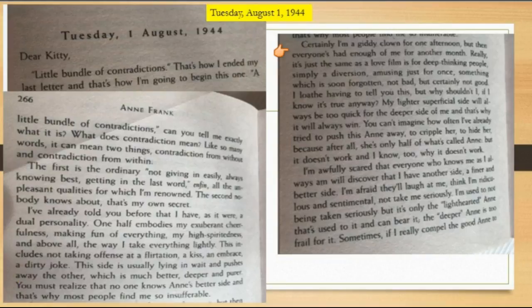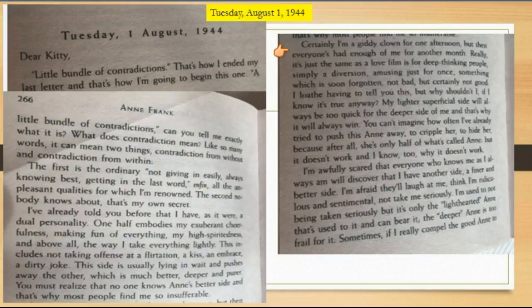Certainly, I'm a giddy clown for one afternoon, but then everyone's had enough of me for another month. Really, it's just the same as a love film is for deep-thinking people. Simply a diversion, amusing just for once, something which is soon forgotten. Not bad, but certainly not good.